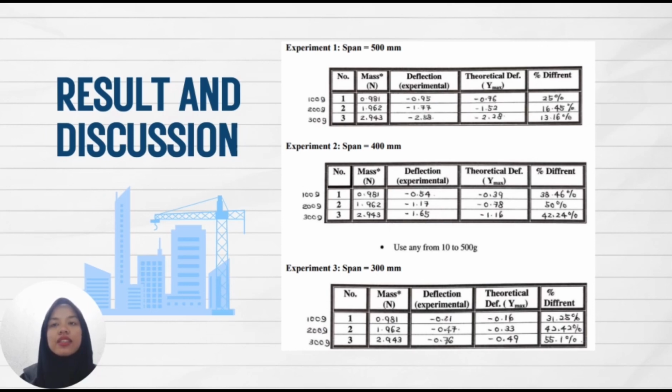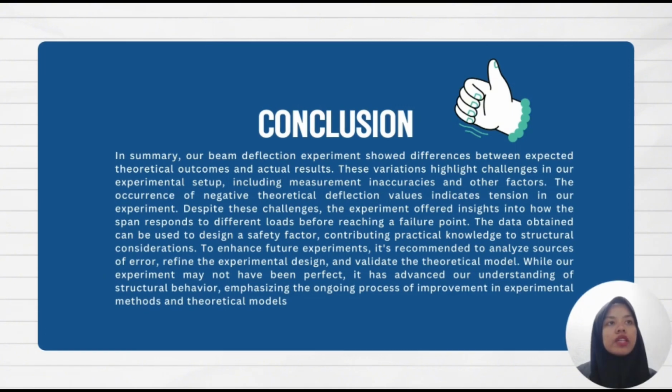The consistent trend might indicate systematic errors or inaccuracies in the experimental setup or measurements. In summary, our beam deflection experiment showed differences between expected theoretical outcomes and actual results. This variation highlights challenges in our experimental setup, including measurement inaccuracies and other factors. The occurrence of negative theoretical deflection values indicates tension in our experiment.